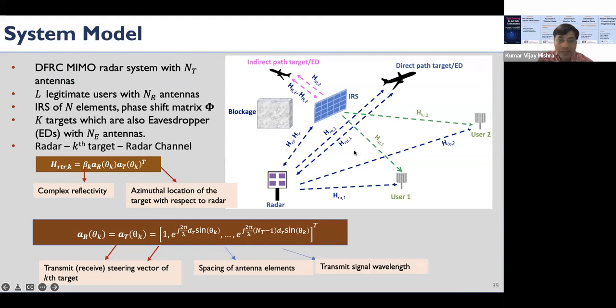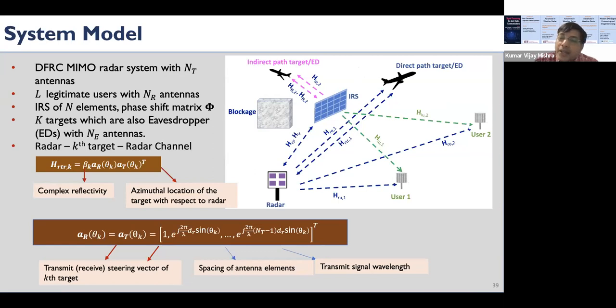And so here in this IRS, what you have shown is mostly increasing the signal strength. Apart from that, is there any advantage of IRS in terms of localization performance, precise localization performance? Will it provide any other degree of freedom?